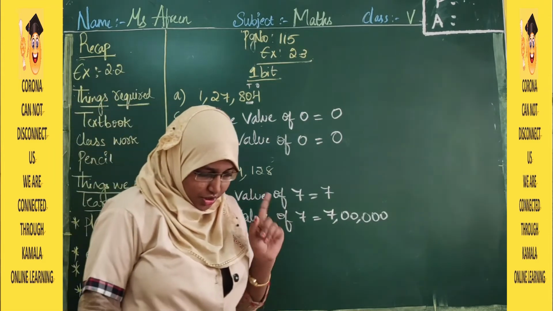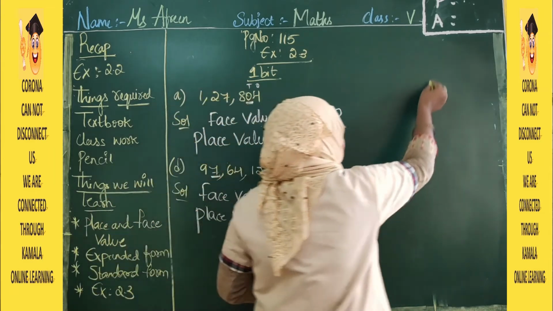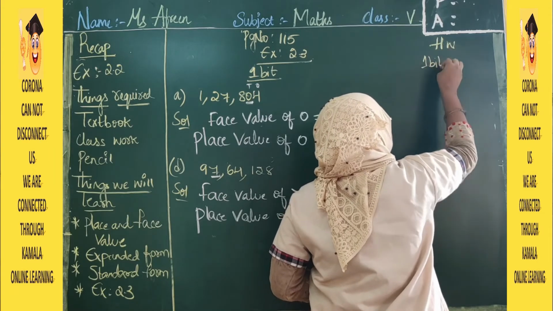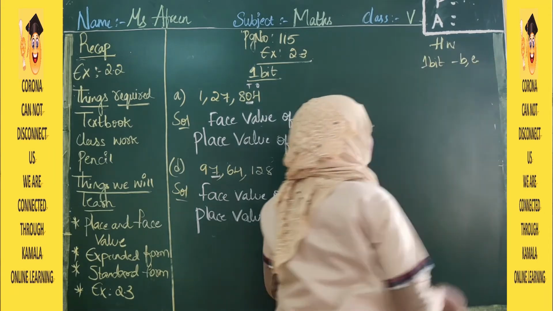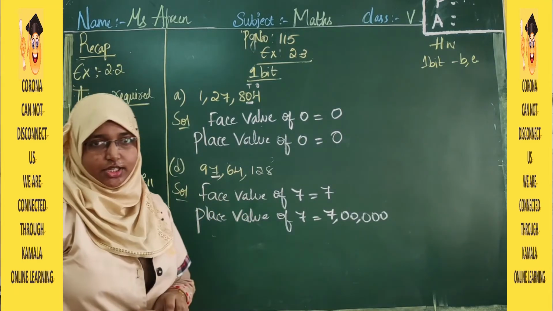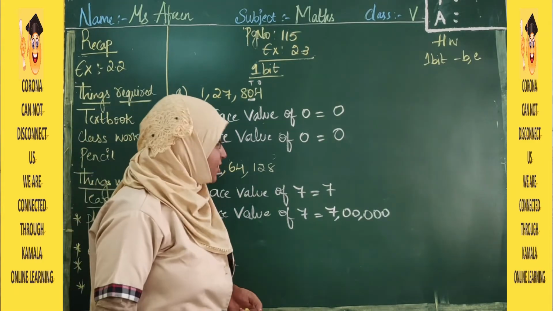So the same way you just do only B and E. In first bit, you do only B and E. Here B is same as A and E is same as D. Okay. Now let us move ahead with our next second bit.